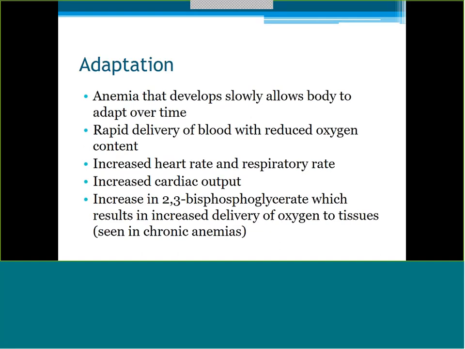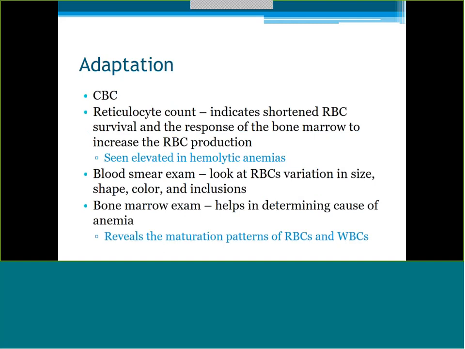Again, it will try to pick up the heart rate, the respiratory rate, the cardiac output. We'll also pick up that 2,3-bisphosphoglycerate. Remember, that's 2,3-BPG. That's that whole thing that helps oxygen get delivered to the tissues. It helps that oxygen get released off the hemoglobin and delivered to the tissues. So all of these are things that your body can do to adapt over time to that anemia developing.